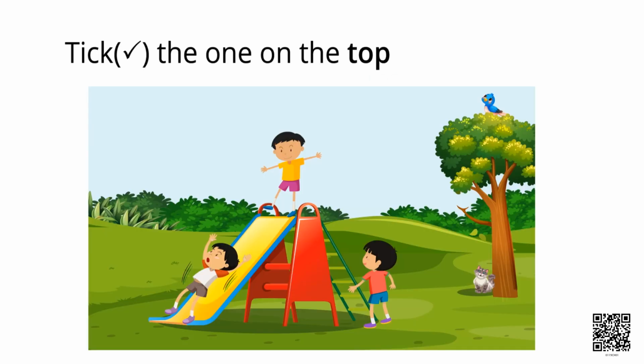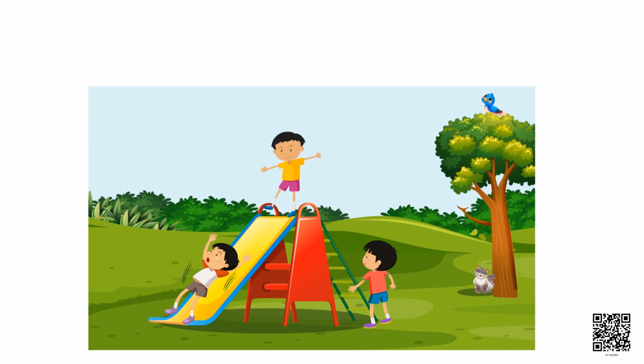Okay, children, let's go to the park now. See how many children are playing in the park? 1, 2, 3. 3 children. And what else do you see in the picture? A bird and a cat. Yes, a bird and a cat is there. And where is the bird? On the tree. Yes, on the tree. Very well done. Good.